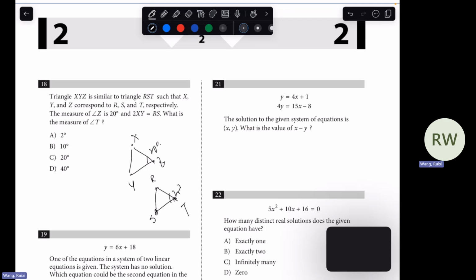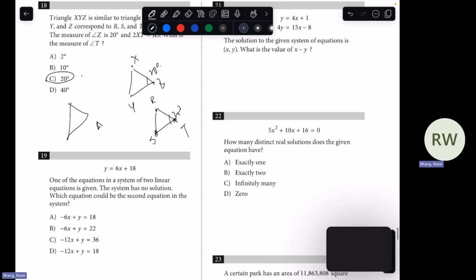So they are similar triangles, so their corresponding angles are the same, right? It doesn't matter how long the sides are. One can be really huge, one can be tiny, but they have the same shape, right? Same angles.